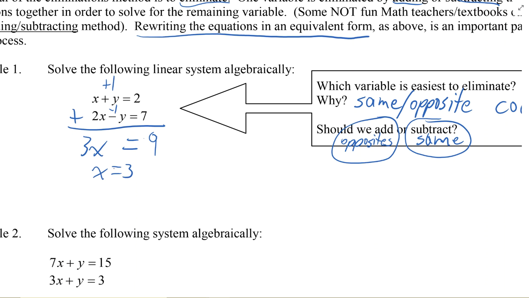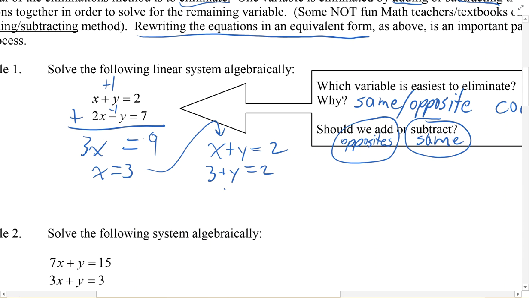So now what you can do is you can do elimination again, or we could just substitute in and solve. Let's just substitute in and solve. So we get x plus y equals 2. That's the easiest one to work with. So you substitute it in. 3 plus y equals 2. y equals negative 1. Easy peasy lemon squeezy. Any questions?